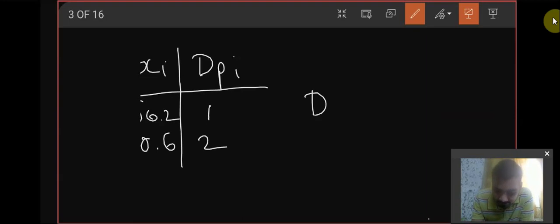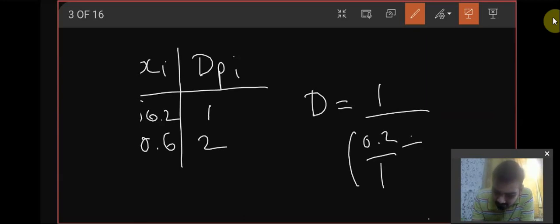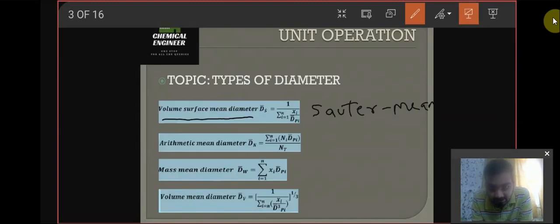So Sauter mean diameter will be 1 divided by 0.2 by 1 plus 0.6 by 2. Okay, so that is how we can find the Sauter mean diameter. Next we have arithmetic mean diameter.